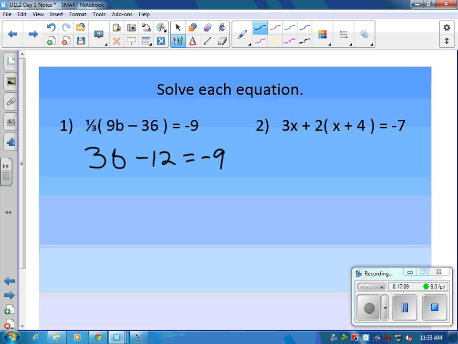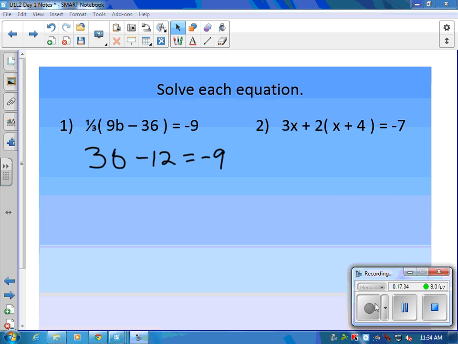And what did you do there? Simplify. By? And I don't see any combining like terms. We don't have like terms. Distributing. So we used that distributive property, and we distributed 1/3 times 9b minus 1/3 times 36 equals negative 9. Yep. Finish it up for us. It doesn't matter. Whatever you would like.